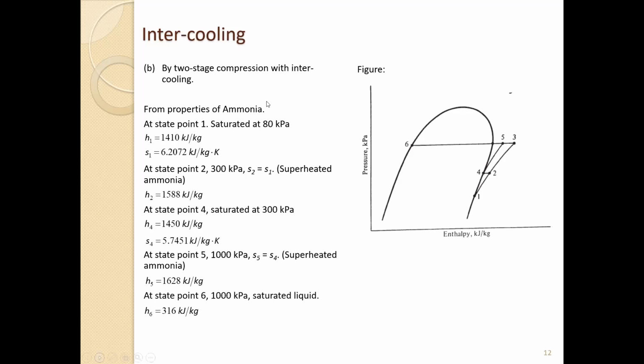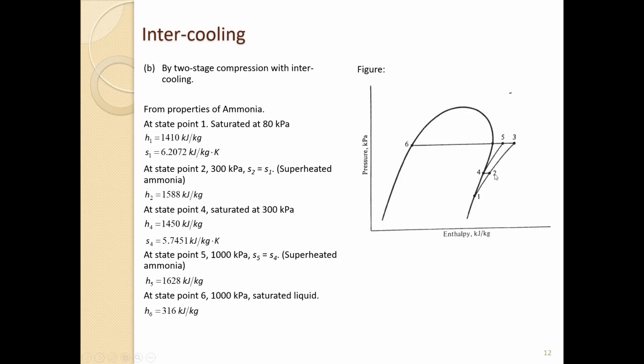Now, by two-stage compression with intercooling, from properties of ammonia at state point 1, saturated at 80 kilopascal. So H1 again is 1410 kilojoule per kilogram. S1 is 6.2072 kilojoule per kilogram K. At state point 2, 300 kilopascal, S2 is equal to S1, superheated vapor. H2 is equal to 1588 kilojoule per kilogram.